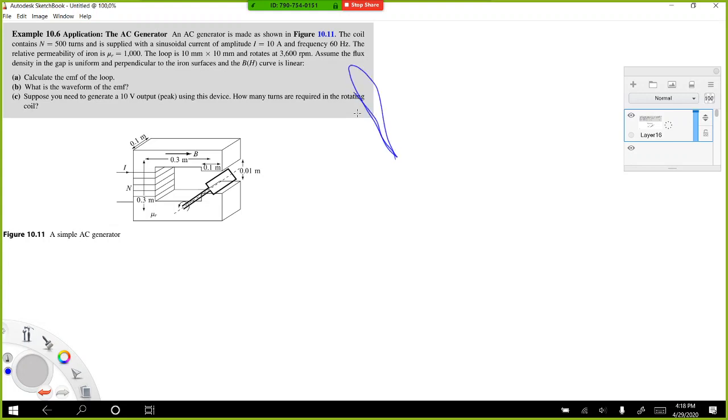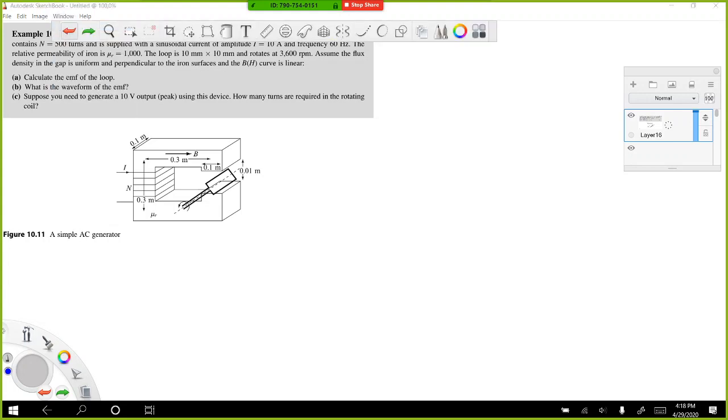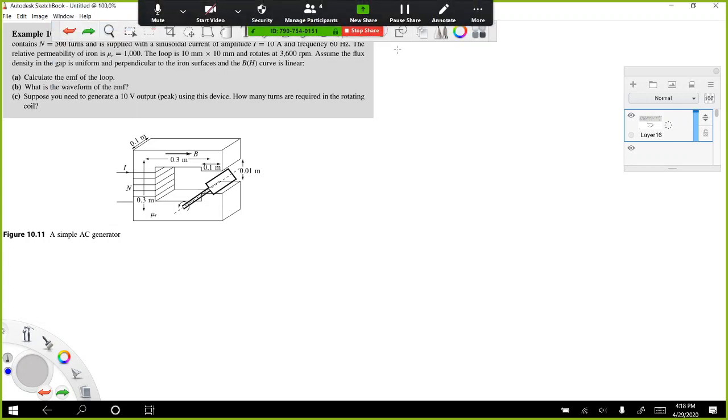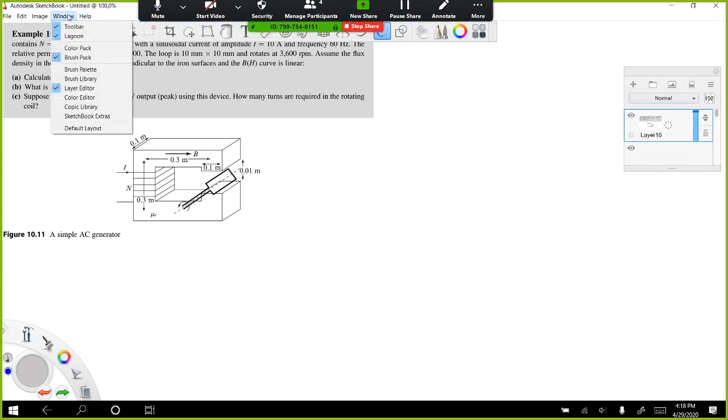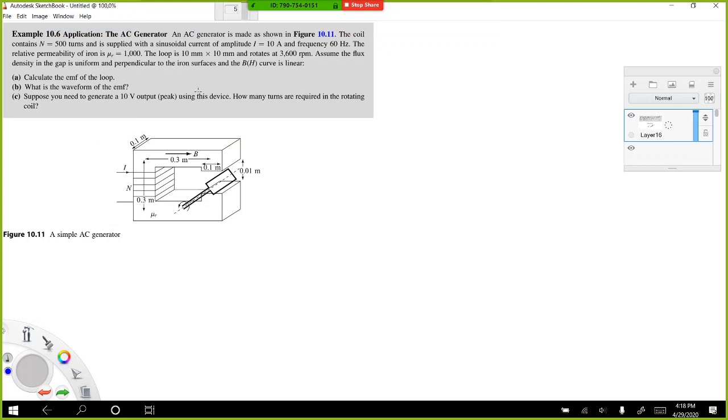Okay. Sorry. Do I need a toolbar? Probably no, I don't need it.